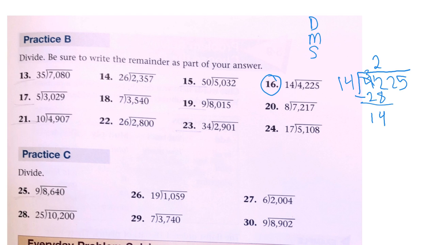Oh, I see that my answer of 14 is the same as my divisor 14. I can fit one more 14 in there then. So I'm going to erase that. And I'm going to try it again.